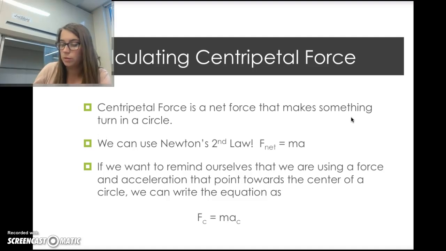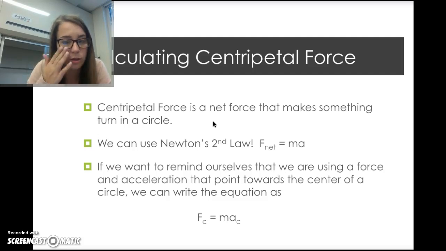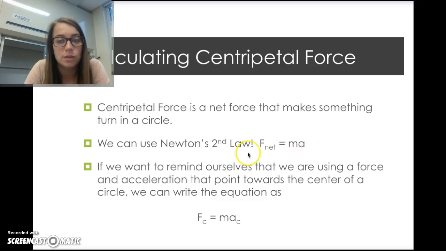All right, moving on to page 20 in our packet. So this is an example. We want to calculate the centripetal force. So centripetal force is the net force making something go around in a circle. Because net force equals ma, we can use Newton's second law to find that. And if we want to remind ourselves that we're using force and acceleration for a circle, we can call them FC and AC so that we remember that it's centripetal. That's just a shorthand for that.